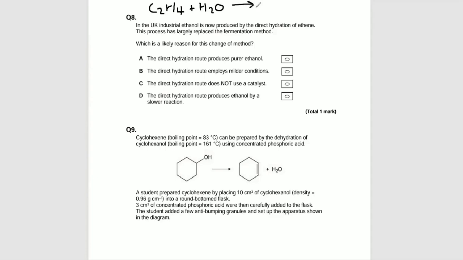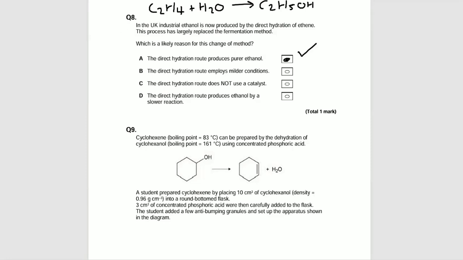Here's the general equation for the reaction of ethene with steam to produce ethanol. This is the industrial method. Let's go through these and see which one's the right answer. Well, you can see here that the direct route just produces pure ethanol.